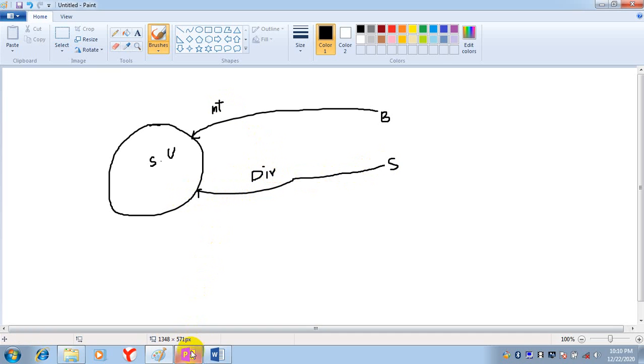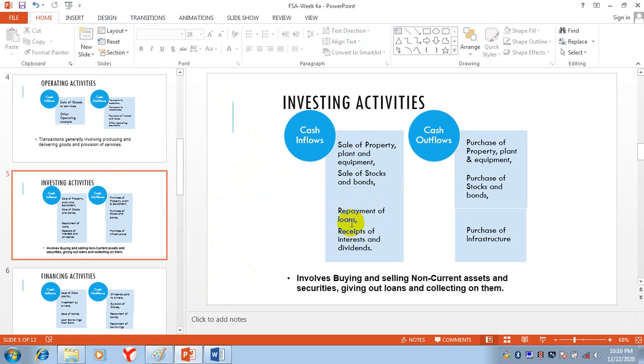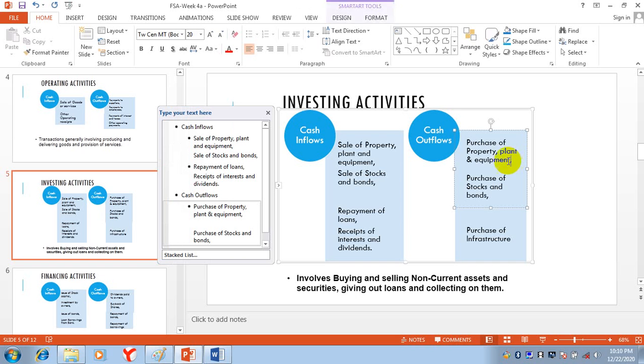So he's talking about this thing: receipts of interest and dividends. So cash will come into the business. Now what will be cash outflows by investing activities? Purchase of property, plant and equipment. When they are purchasing property, when they are purchasing land, building, furniture, equipments, whatever, for that they will make payment. When they will make payment, cash will go out of the business. So there will be cash outflow.